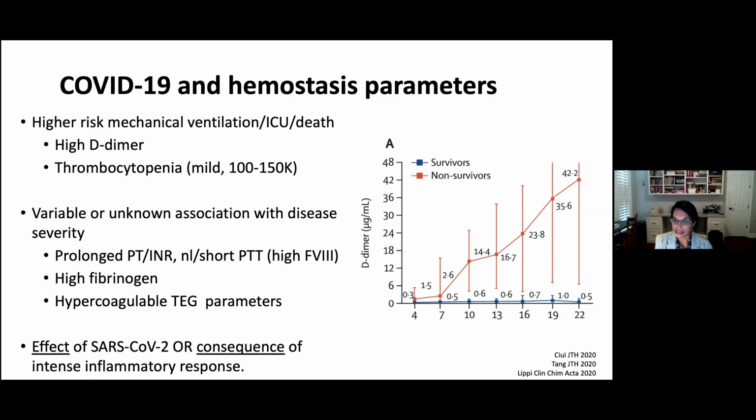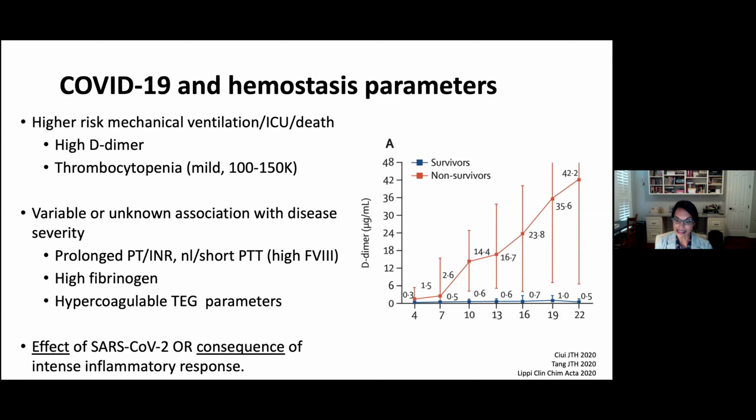Another meta-analysis of 9 studies with nearly 400 COVID patients found that platelet count was significantly lower in patients with a more severe COVID phenotype, and the worse the thrombocytopenia, the higher the mortality that was found. On the other hand, there are other labs that have a variable association with disease severity, such as prolonged PT and PTT or hypercoagulable TEG parameters.